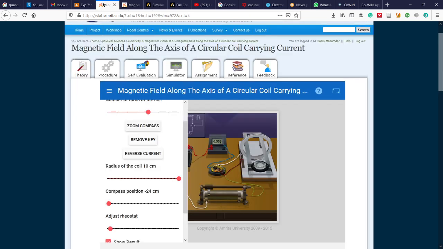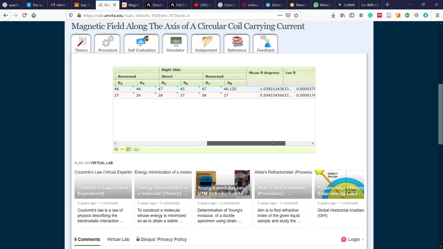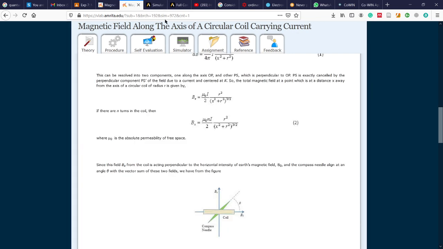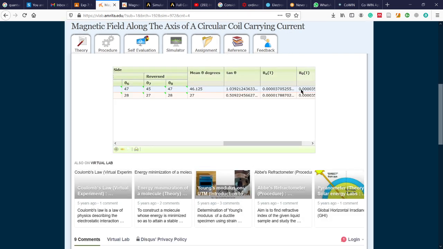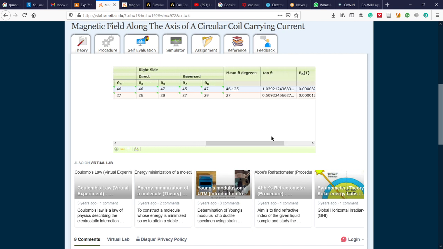Now coming back to the simulator, don't be confused by the calculation given here. They have given this mean theta, tan theta, Bx and B0t. They have calculated this Bx using this formula, and then they have put B0t as Bx by tan theta to get the B0 value. But in this case we are going to have some modification. Let me show you that modification first.